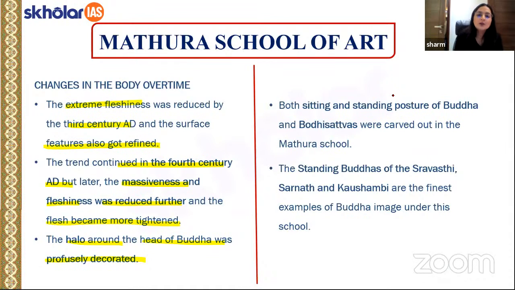Now students, हेलो क्या होता है ये मैं आपको बताती हूँ. लेट्स से ये बुद्धा की मूर्ति है, उनके पीछे there is this round circular thing, and this is known as a halo. All right, so this halo is decorated in the Mathura school of art, and it is decorated profusely. Apart from this, students, it will be important to note that both the postures, that is the sitting and standing posture of Buddha along with Bodhisattva, were carved out as part of the Mathura school of art.